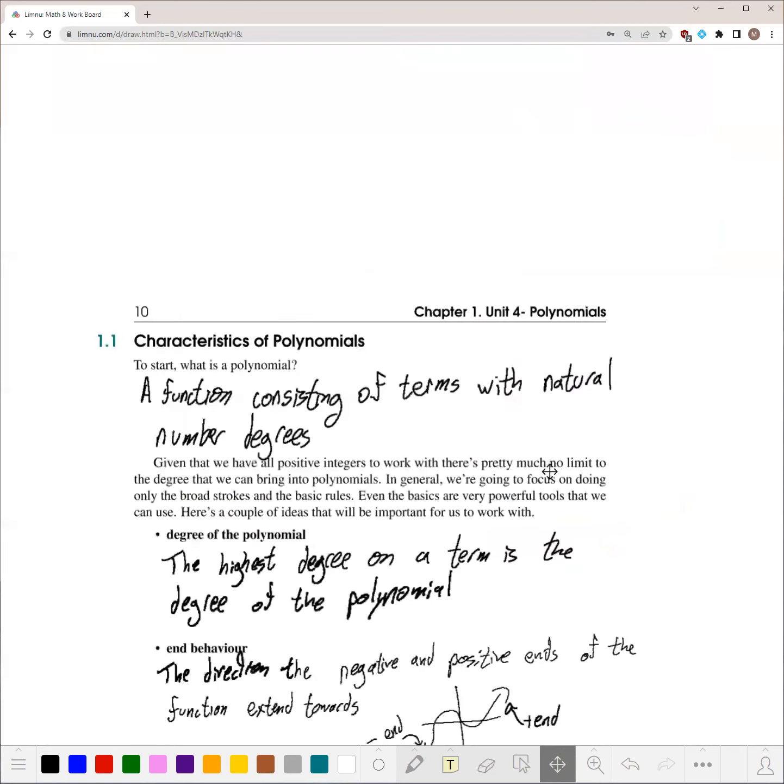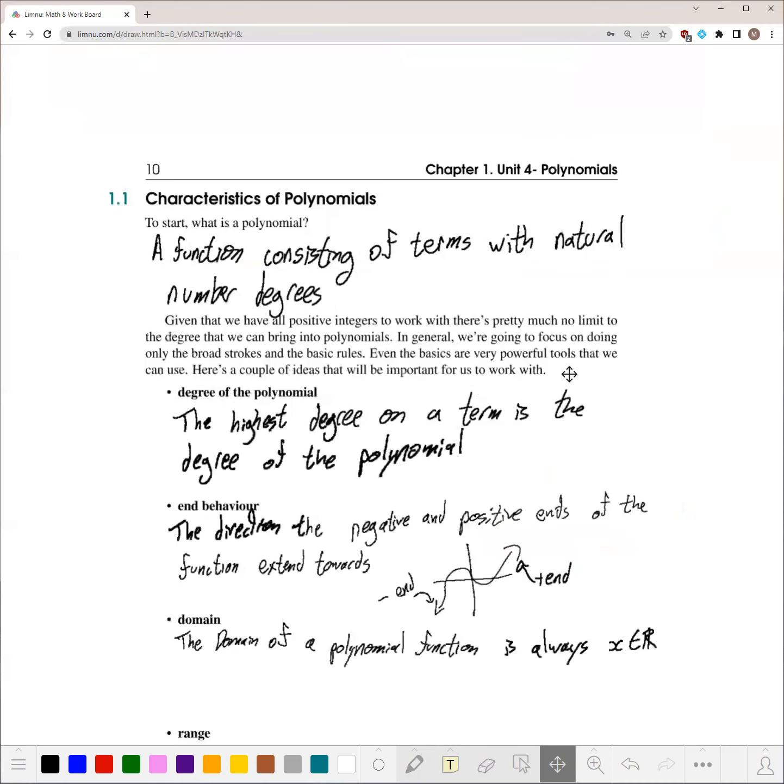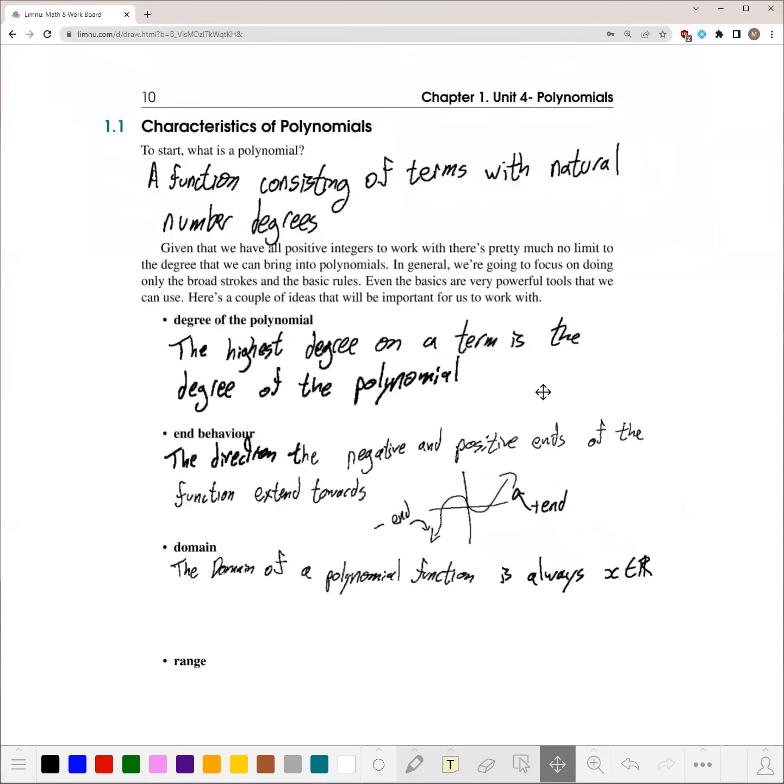Moving into our first idea to start, what is a polynomial? It's a collection of terms where all of our degrees are natural, or better yet, we could say whole numbers. By that we mean if I've got x to the power of n, n has to be a natural number, or we could have x to the power of 0 as well.